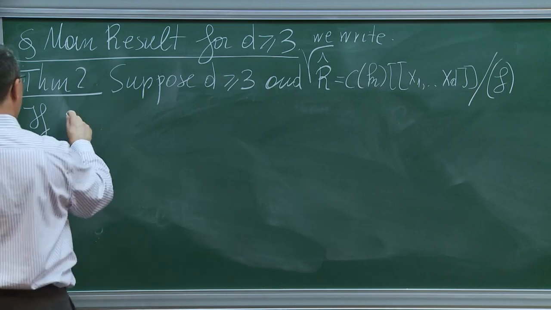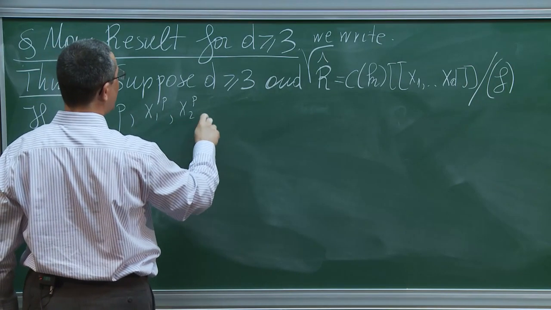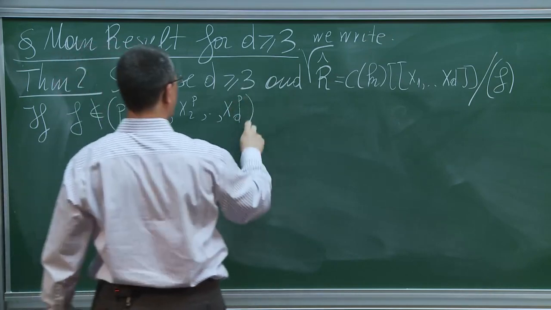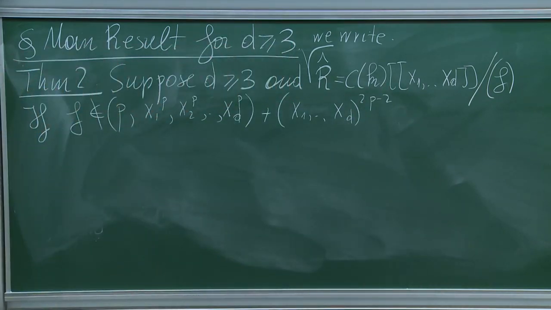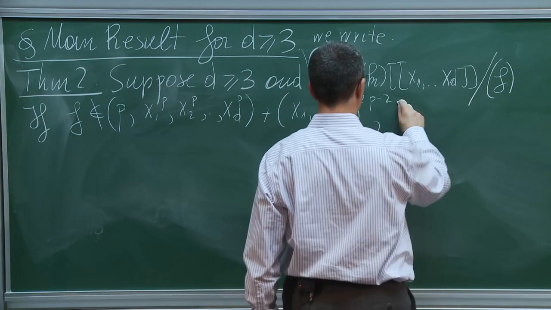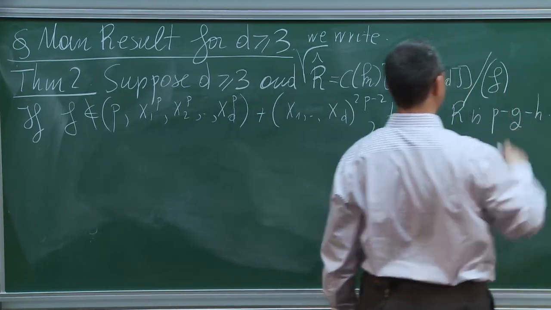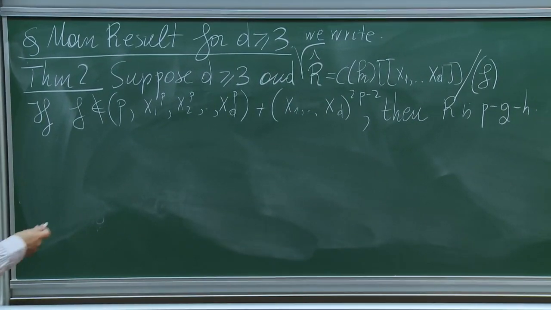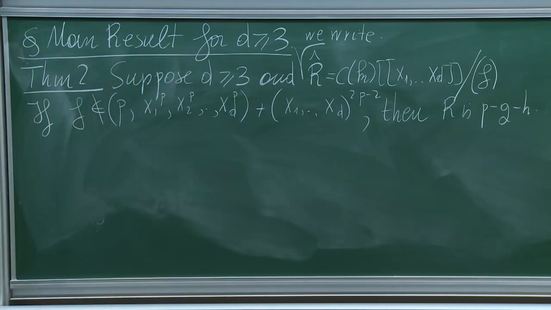If f doesn't belong to the ideal generated by p, the p's powers, and the 2p minus 2 power of the ideal generated by x1, ..., xd, then R is p quasi-Helsi. This includes all the formal power series over a DVR of index of ramification at most p minus 1. So we recover everything we need to get a new proof of integral canonical models of Shimura varieties, the first proof being by Zink and myself, which found a way to go around this difficulty for d greater or equal to 3.